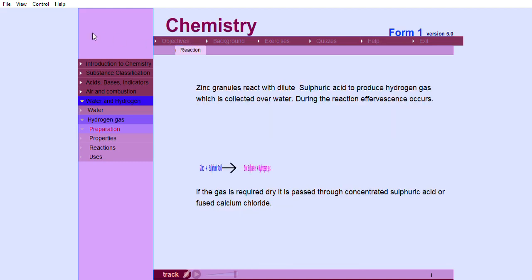Zinc granules react with dilute sulfuric acid to produce hydrogen gas, which is collected over water. During the reaction, effervescence occurs. If the gas is required dry, it is passed through concentrated sulfuric acid or fused calcium chloride.